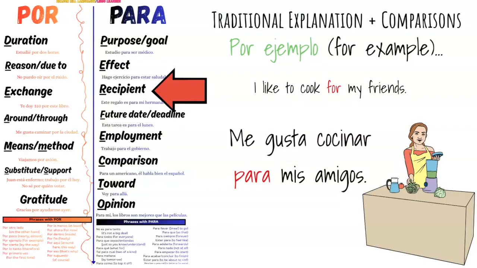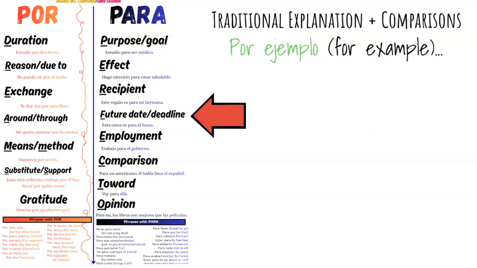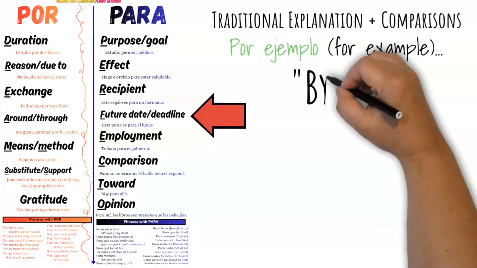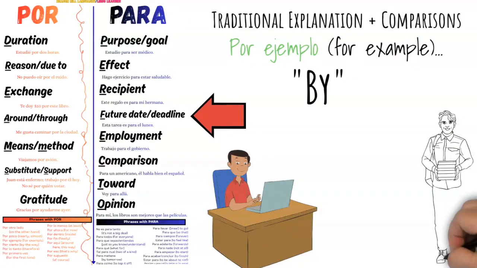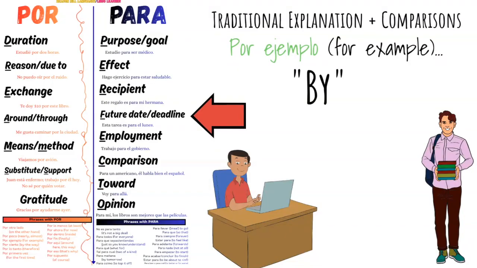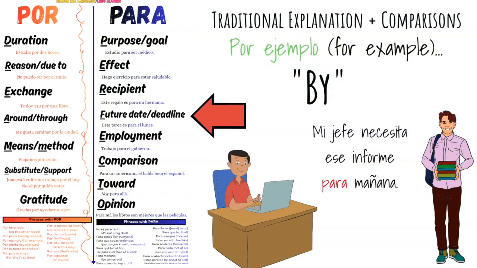Para is our go-to for future dates and deadlines. In English, we usually use by instead of for here. Esta tarea es para el lunes. This homework is for Monday, as in this homework is due on Monday or by Monday. Mi jefe necesita ese informe para mañana. My boss needs that report by tomorrow.